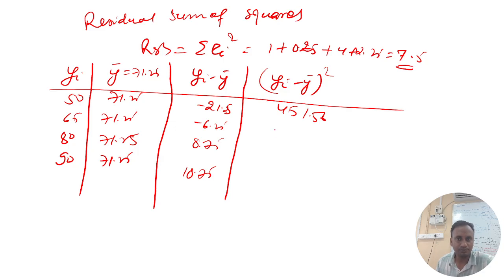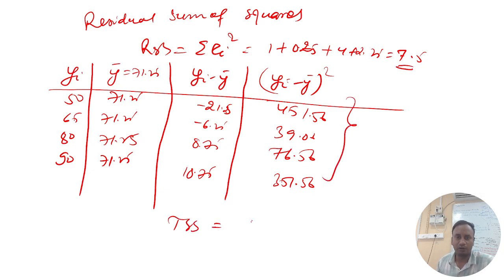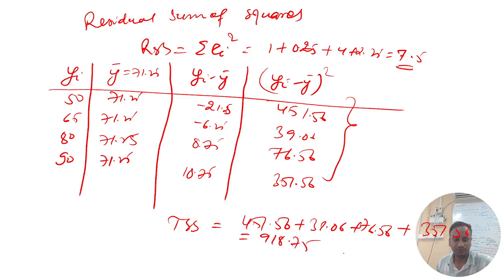TSS: 451.56, 39.06, 76.56 or 66.56, 351.56. So TSS will become the summation of all. If we calculate 451.56 plus 39.06 plus 66.56 plus 351.56, the value came 918.75.